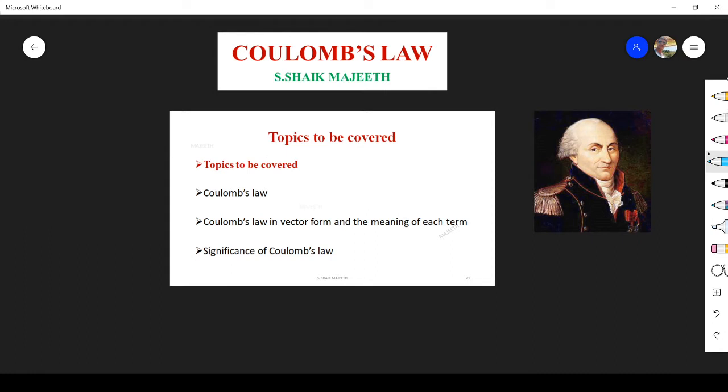In this class we see Coulomb's law statement, significance of Coulomb's law and the meaning of each term in Coulomb's law. Let us start the discussion.